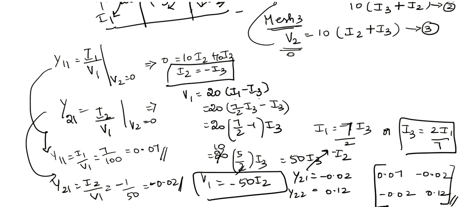Now tell me if this sum belongs to reciprocal or non-reciprocal. Definitely it belongs to reciprocal, because y12 and y21 will be the same value, so that is why it is a reciprocal network. But here y11 is not equivalent to y22, so it is not symmetrical, it is an asymmetric network.